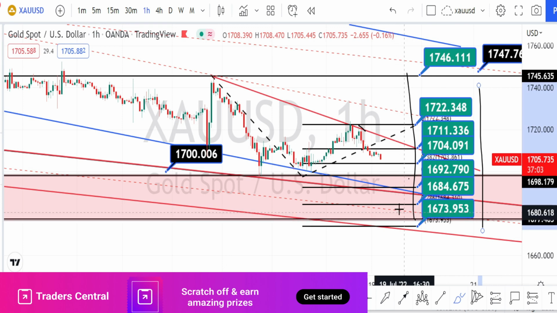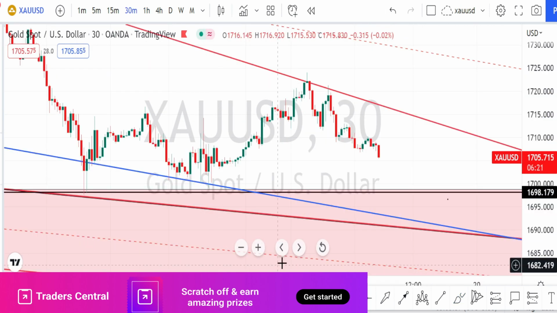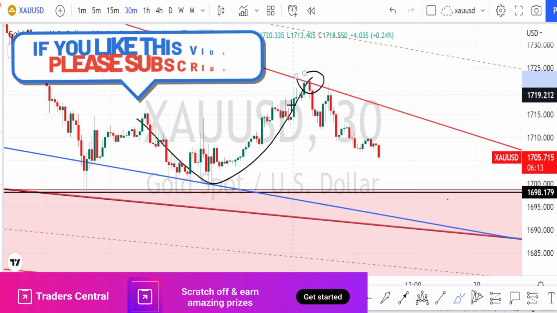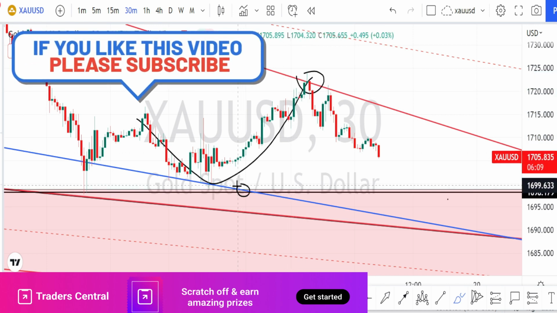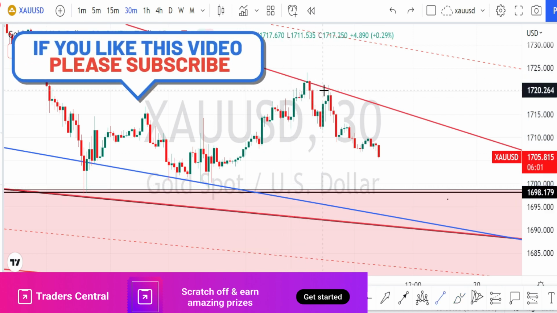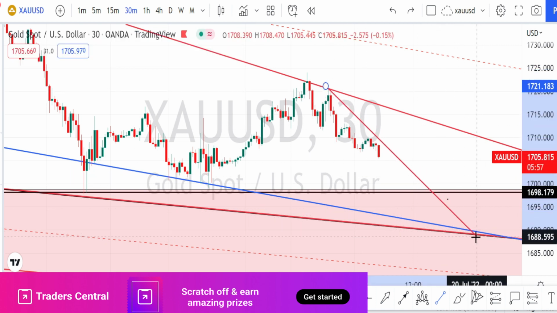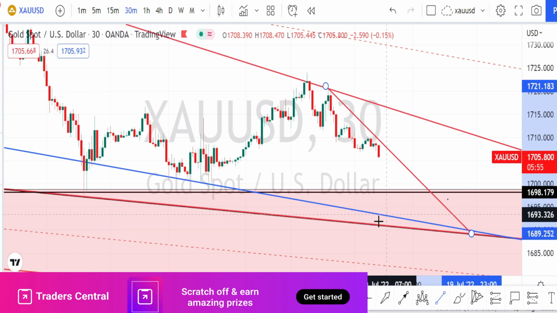Let us do the analysis in 30 minutes time frame. I am in 30 minutes time frame. In 30 minutes time frame also we are noticing the price action to consolidate within this resistance line, bearish channel pattern support line. Previously it tested this resistance line and currently we are noticing the price action to trend on a bearish trend in 30 minutes time frame.